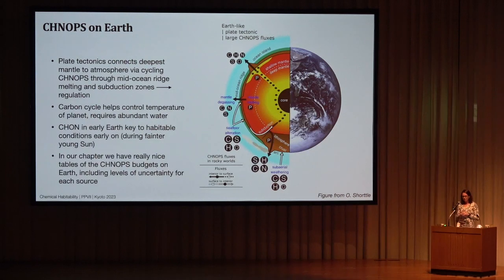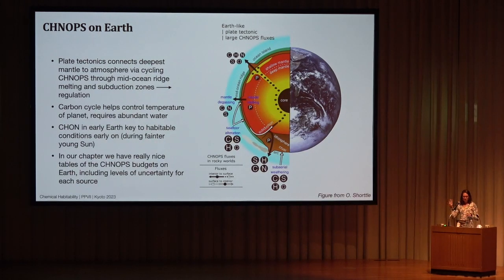I think that's still TBD, and I'll come back to that point. The SHNOPS elements in early Earth were also probably key to creating habitable conditions during the fainter young sun period, when the radiation from the sun wouldn't have been efficient to maintain liquid water at the surface.